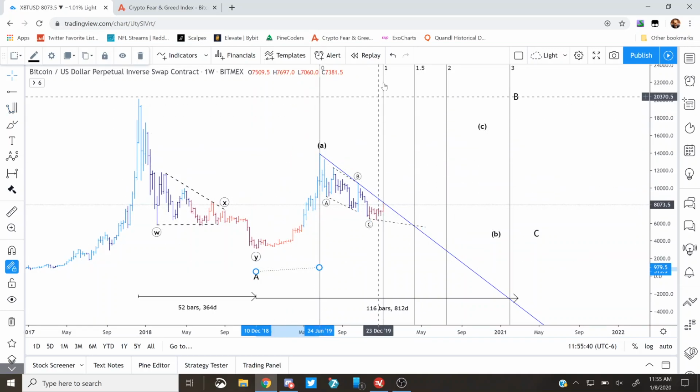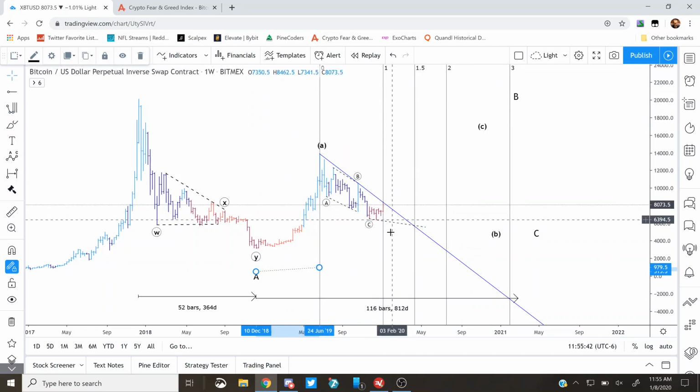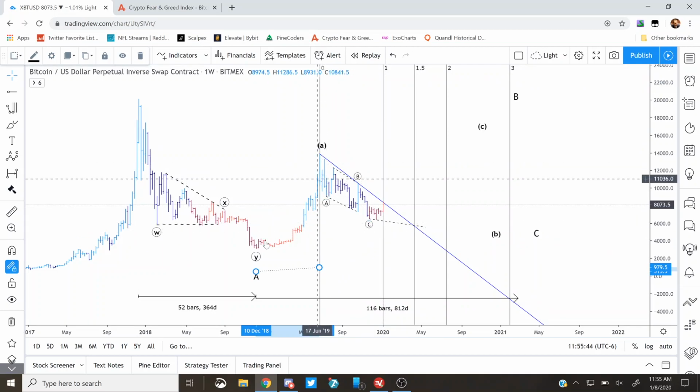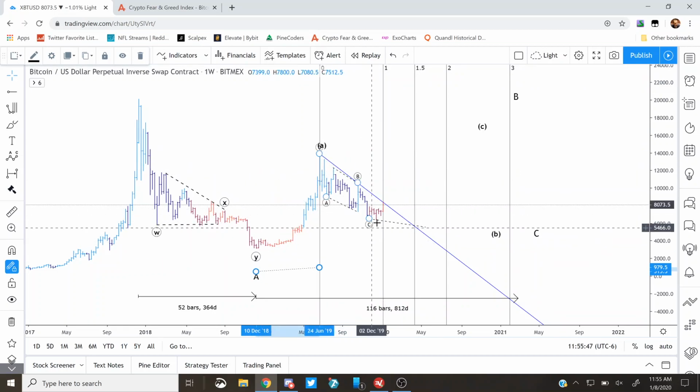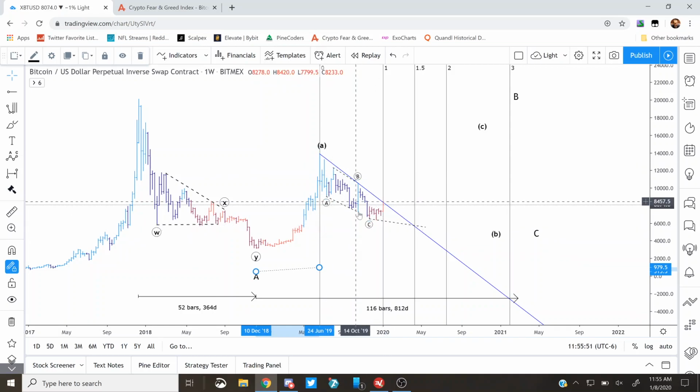We just now reached 1x, one times as long as the impulse. But the bottom, the lows, were back here. And I'm actually suggesting that this piece was completed here, but that's up in the air, and we can discuss that a bit later.